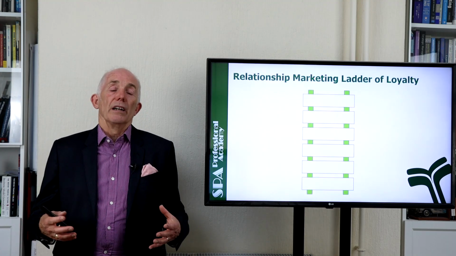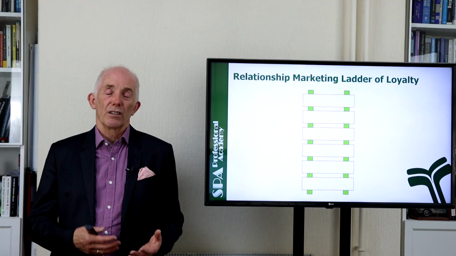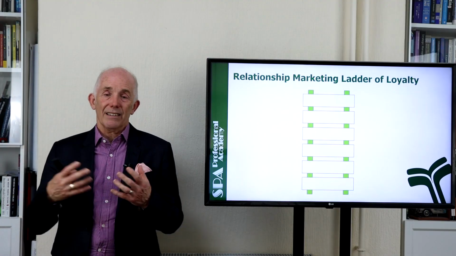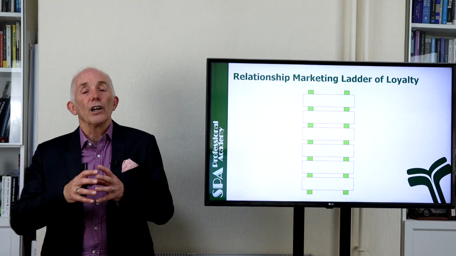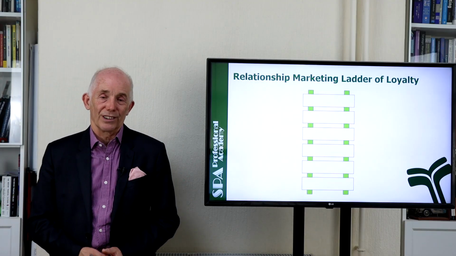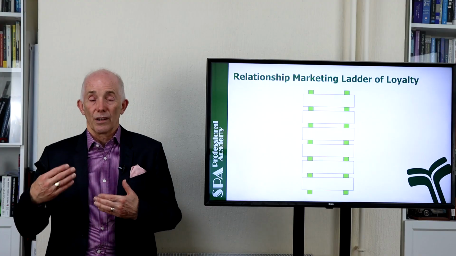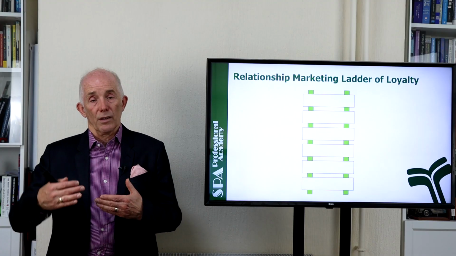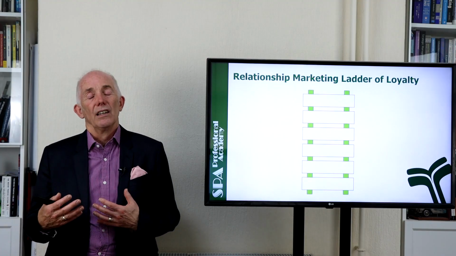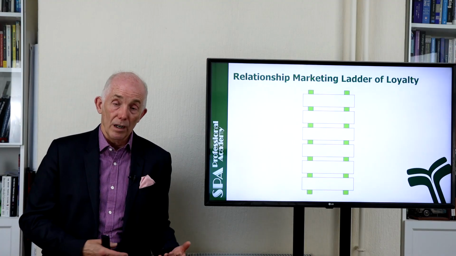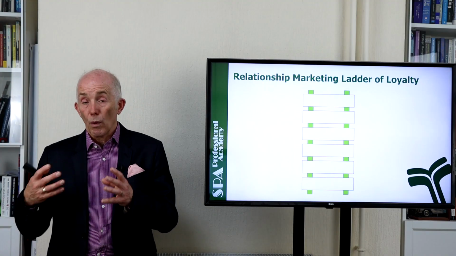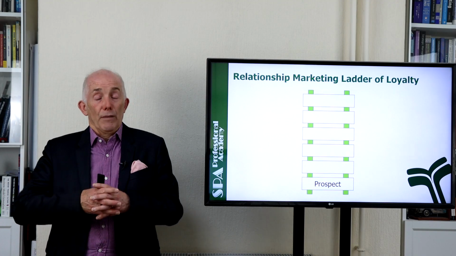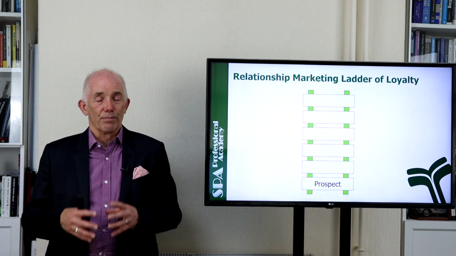So what are we talking about in terms of the relationship marketing ladder of loyalty? We're talking about steps on a ladder and categorizing customers, to use the word in the broadest sense, according to their level of loyalty at different things, so that we can see where somebody is, and therefore as marketers we know maybe what we need to do to move them to the next rung. So, having said that, I'm using the word customers in the broadest sense here.